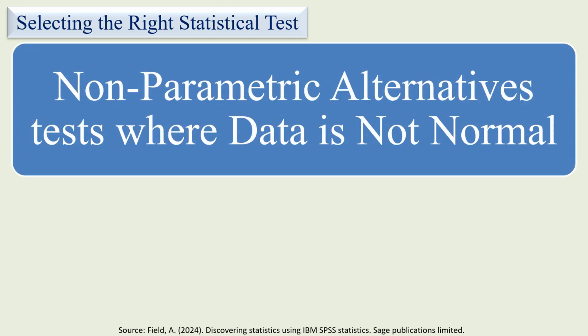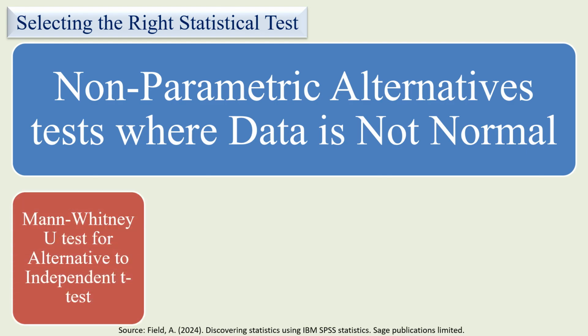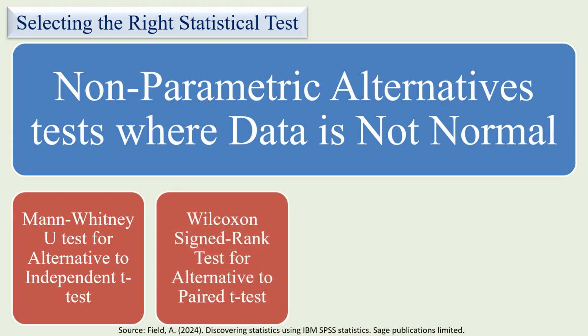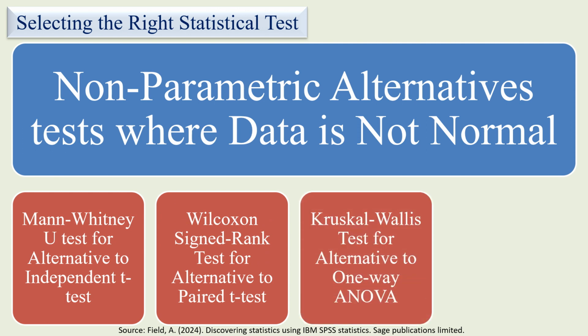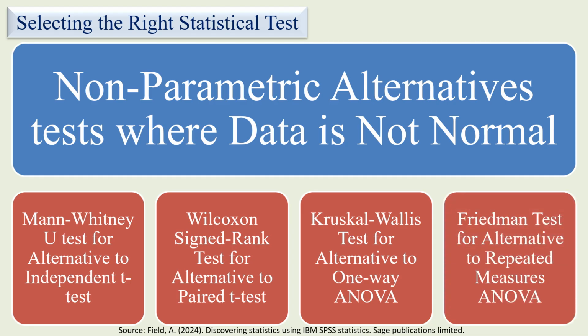Fourth, let's understand the non-parametric alternative tests where data is not normal. Applied, Mann-Whitney U-test as an alternative to the independent t-test. Applied, Wilcoxon signed-rank test as an alternative to the paired t-test. Applied, Kruskal-Wallis test as an alternative to one-way ANOVA. Applied, Friedman test as an alternative to repeated measures ANOVA.